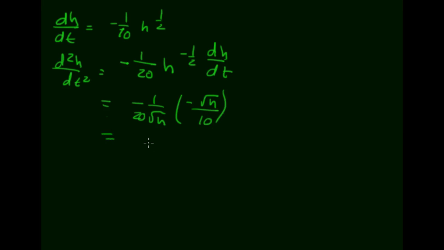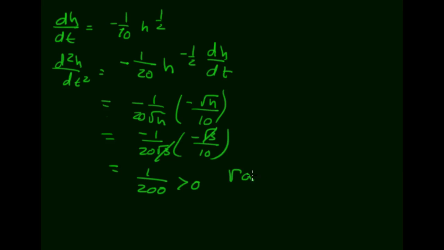which is negative square root of h over 10. Okay, so h here, now we're going to sub it at 3. So this is negative 1/20 times the square root of 3 times negative the square root of 3 over 10. The 2 square roots of 3 cancel, so this is 1/200, which is bigger than 0, which means the rate of change is increasing.